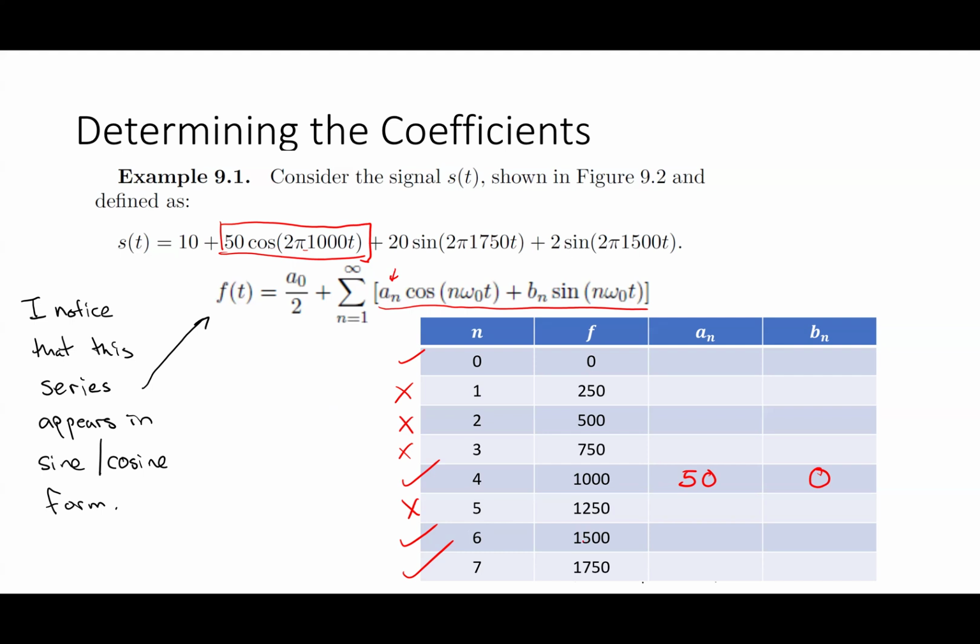Going up in frequency, 1,500. At 1,500, I have a sine term, but not a cosine. So again, pattern matching with this formula, how much A do I have at 1,500? 0. How much B do I have at 1,500? 2. Now at 1,750, my seventh harmonic, how much A do I have?